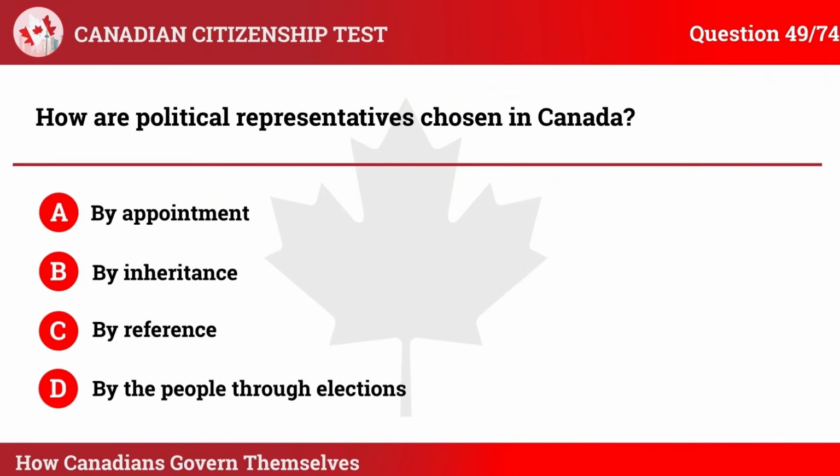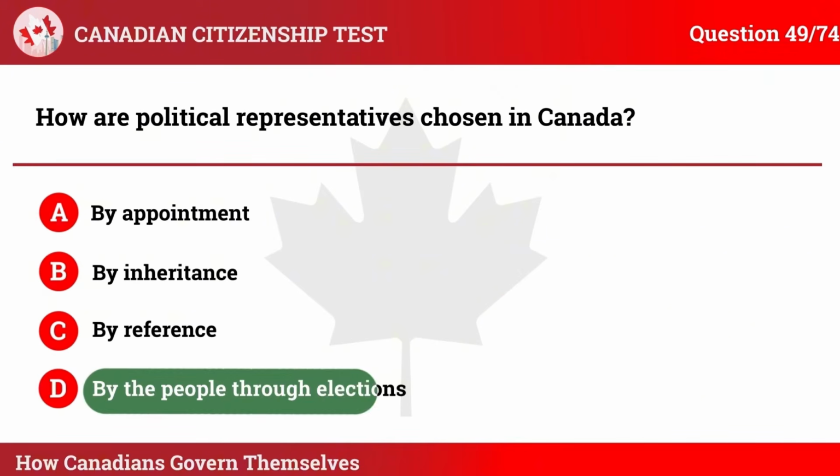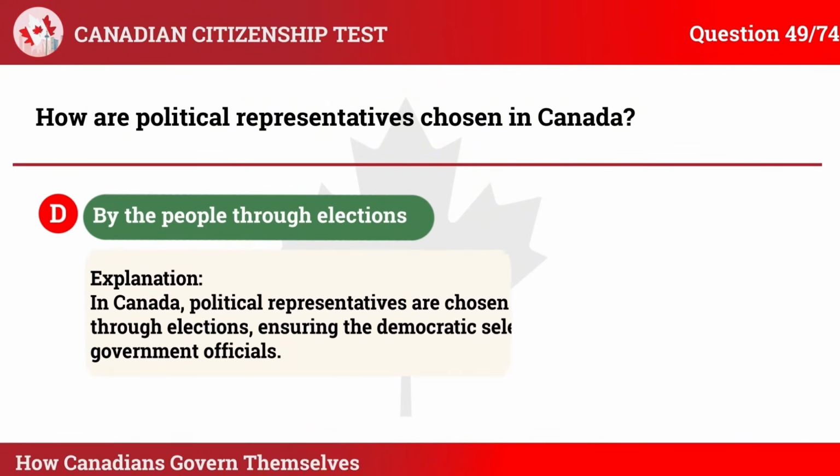The correct answer is D. By the people through elections. Explanation: In Canada, political representatives are chosen by the people through elections, ensuring the democratic selection of government officials.